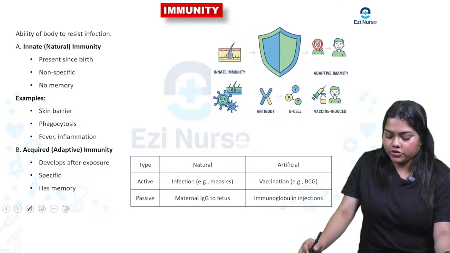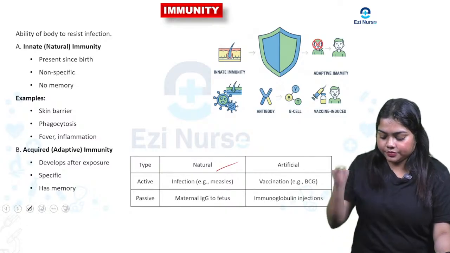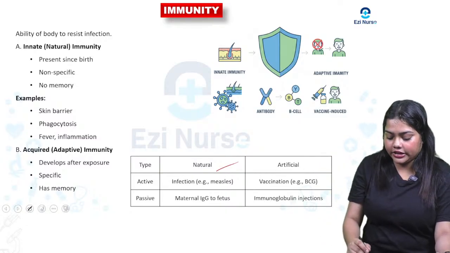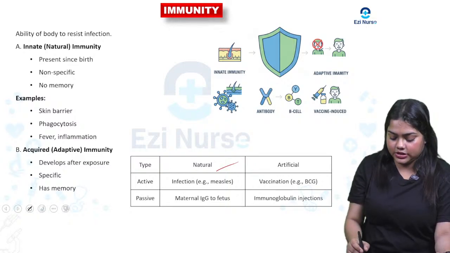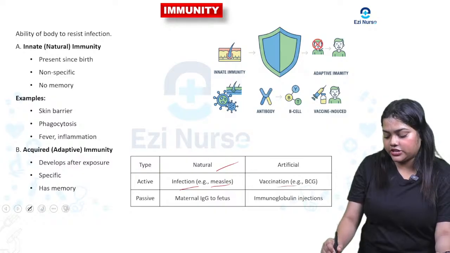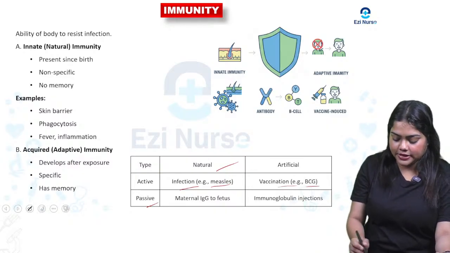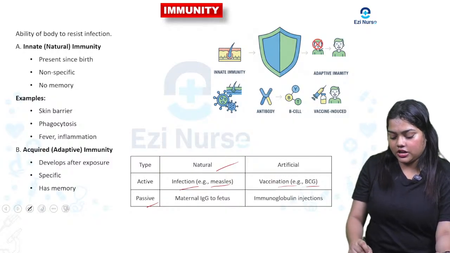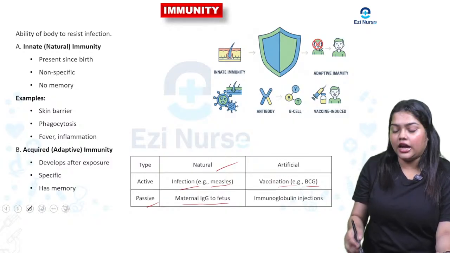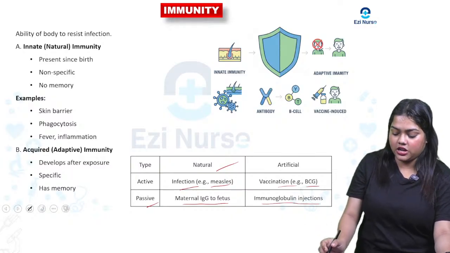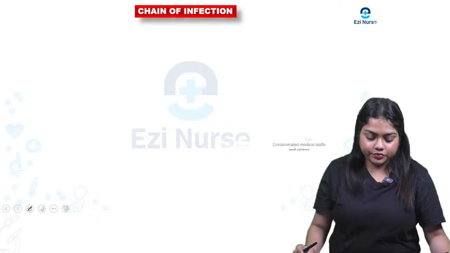So active immunity is actually natural and artificial both. Okay, the natural active immunity is from infection, for example measles, and artificial is through vaccination, such as BCG. And passive immunity also has two types, natural and artificial. The natural one is maternal immunoglobulin G to the fetus, and immunoglobulin injection for the artificial.